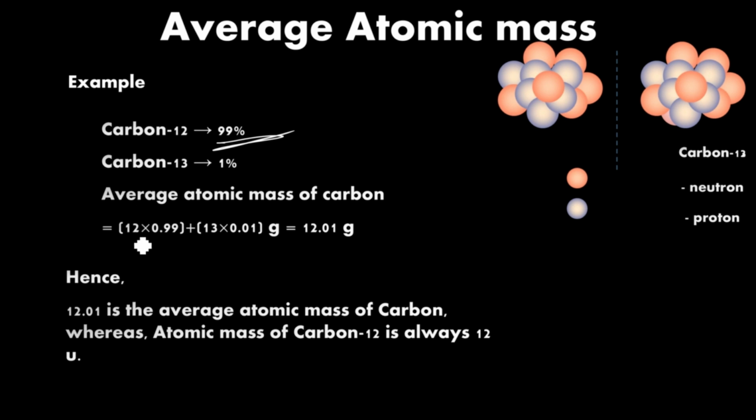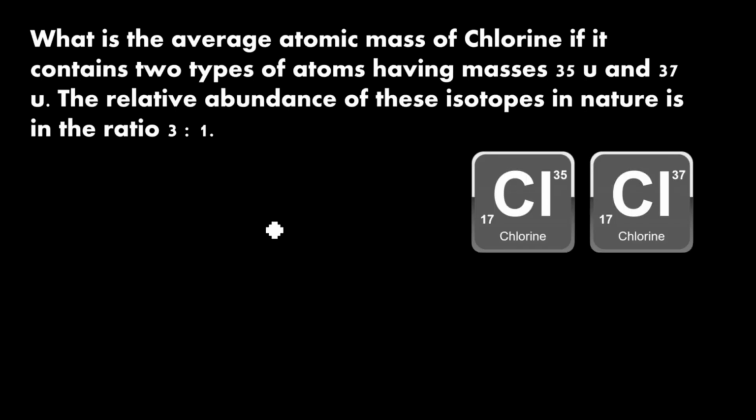So how can you calculate the average atomic mass? We are going to use a simple formula, mass into abundance. Here we took it as a percentage, so divided by 100, that is 12 × 0.99 plus 13 × 0.01, which will give you 12.01. That is the average mass of carbon. Moving on to the calculation part.